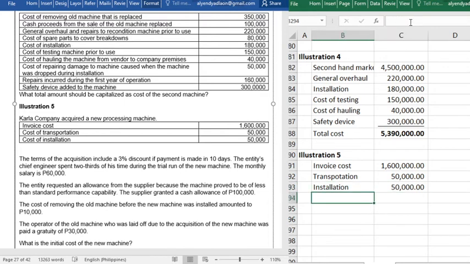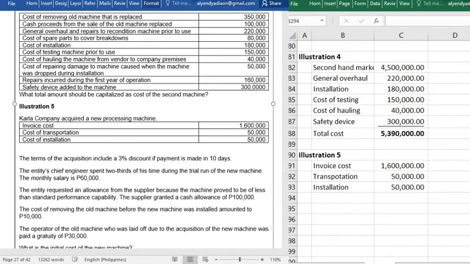Now, the terms of the acquisition include a 3% discount if payment is made in 10 days. The entity's chief engineer spent two-thirds of his time during the trial run of the new machine. The monthly salary is 60,000. Now, let's go first with the first sentence. The terms of the acquisition include a 3% discount if payment is made in 10 days.